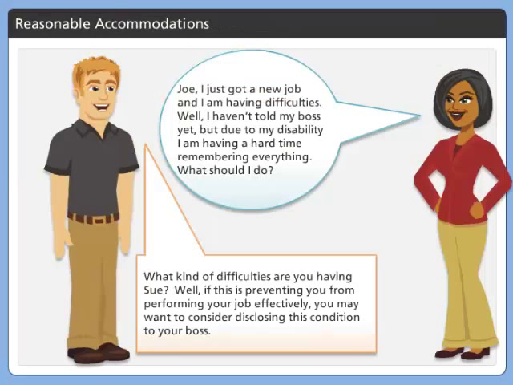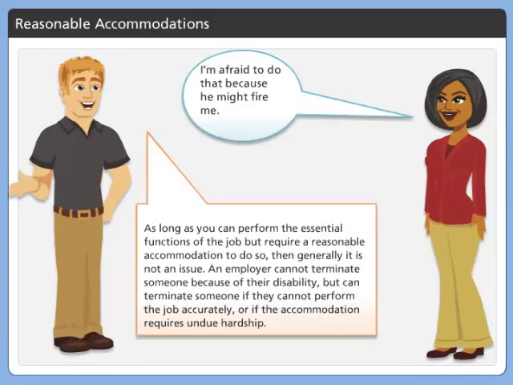Joe, I just got a new job and I'm having difficulties. What kind of difficulties are you having, Sue? Well, I haven't told my boss yet, but due to my disability, I'm having a hard time remembering everything. What should I do? Well, if this is preventing you from performing your job effectively, you may want to consider disclosing this condition to your boss. I'm afraid to do that because he might fire me.